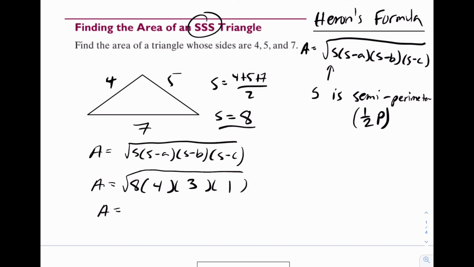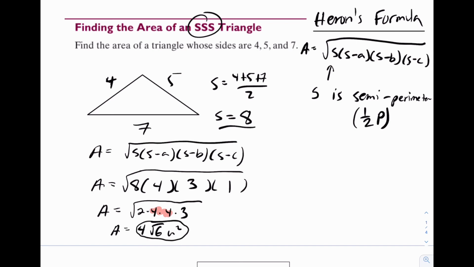Now again, we could use a calculator, but let's say we didn't have a calculator. Let's just do some manipulation here. So 8 is 2 times 4, and then that's 4 times 3. Notice how there's two 4's right here. So let's just pull those out. 4 root 6 units squared is our answer.